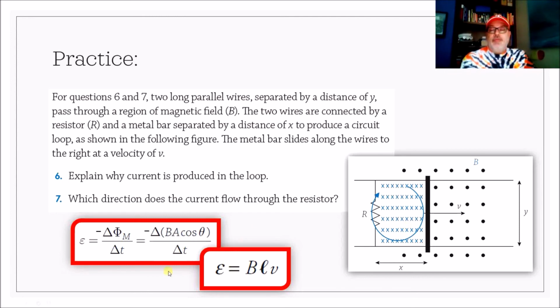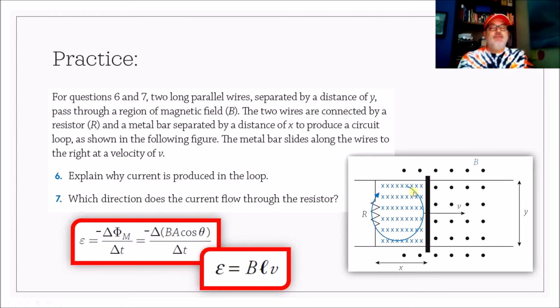I just wanted to say a couple things. Where does this equation come from? So this is BA cosine theta divided by time, our change in flux. Now, we have a cosine of 0 here, so this turns out to be 1, so that goes away. So we're left with BA over delta T for this particular setup. Now, the magnetic field is not changing, okay?